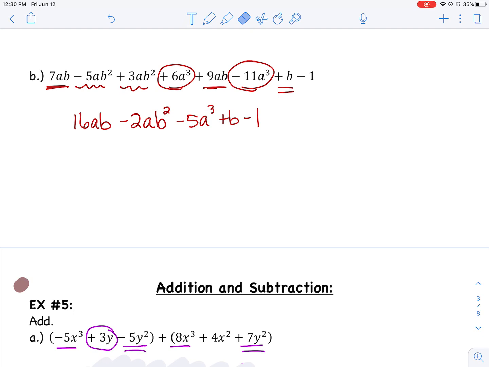Since none of my terms have the same exact variable with the same exact exponents, all my like terms have been combined, and that would be my final answer.